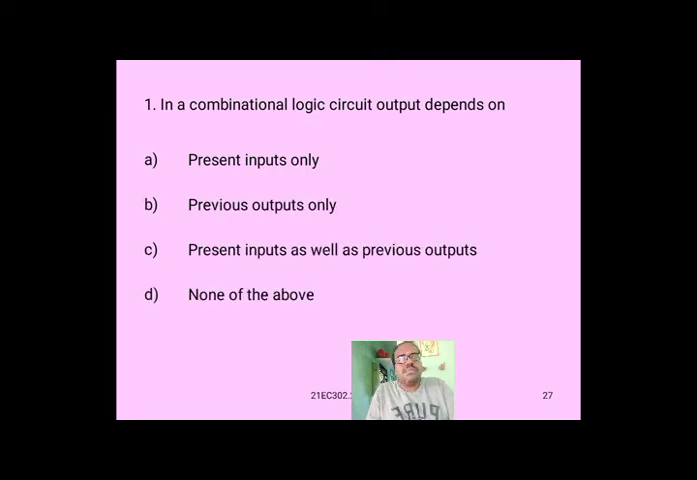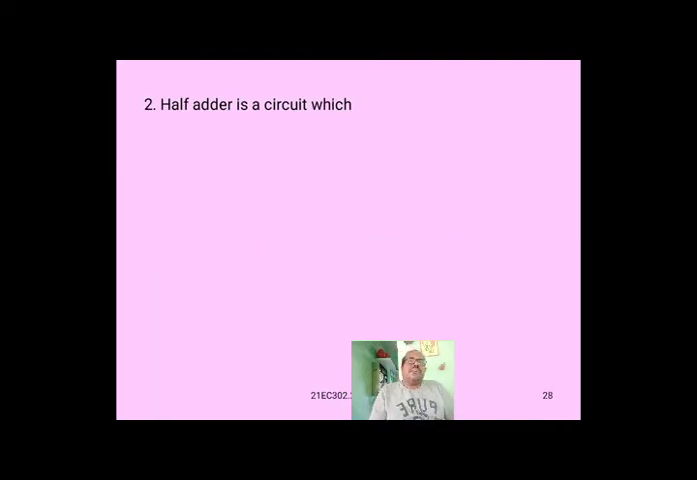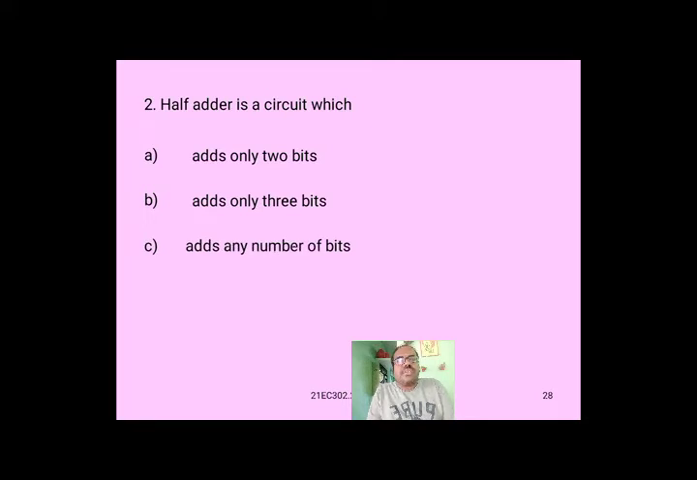Now going for quiz. In combinational logic circuits, output depends on the present inputs only. Answer is A. Half adder is a circuit which: A. adds only 2 bits, B. adds only 3 bits, C. adds any number of bits, D. none of the above. Half adder is a circuit which adds only 2 bits. It is A.